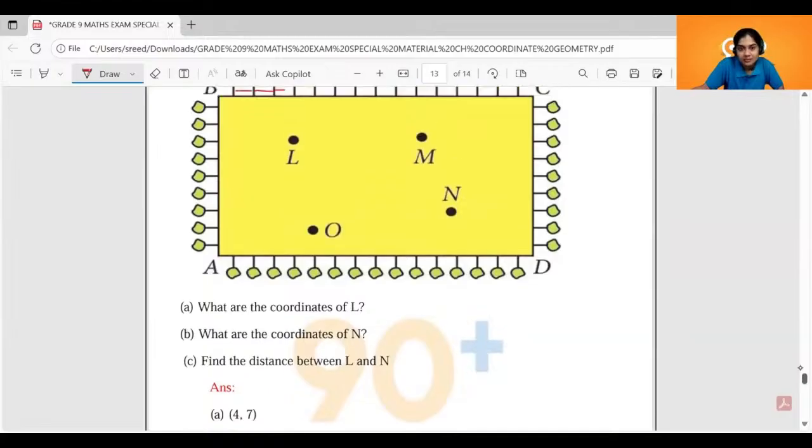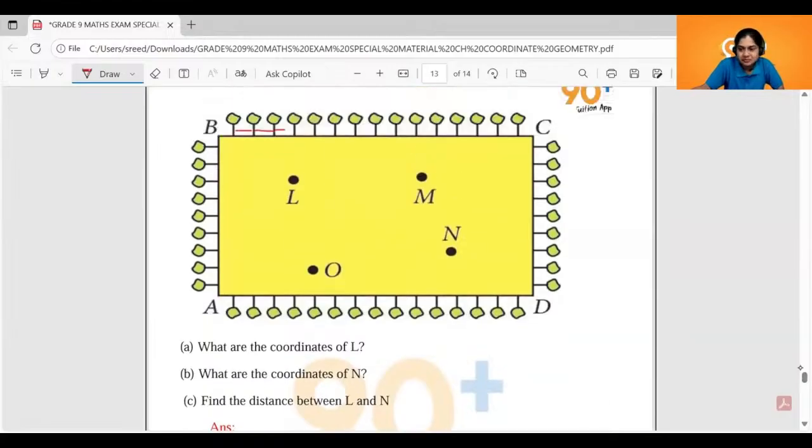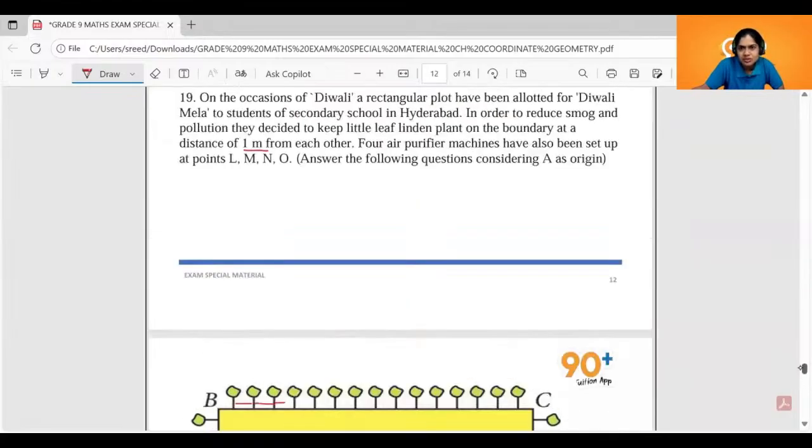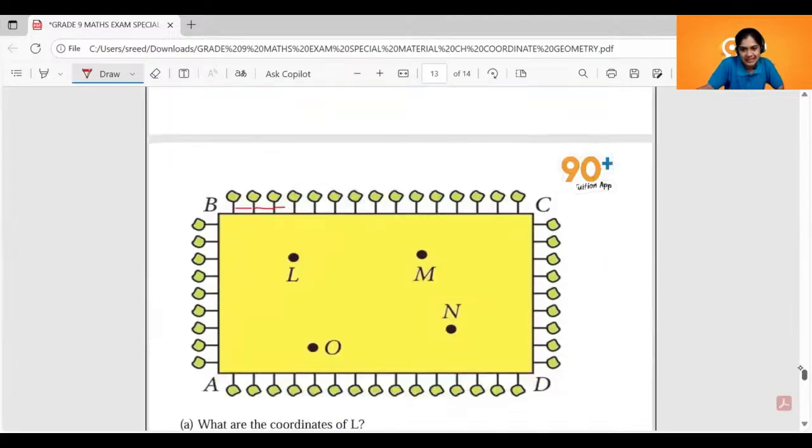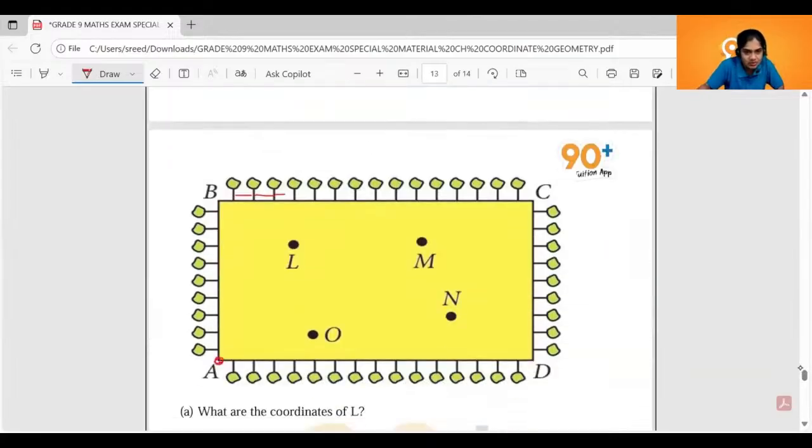What are the coordinates of L? Before that, which is the origin over here? Answer the following questions considering A as the origin. So you got to know that this is the origin. What is the coordinate pair, the ordered pair of point A? It's 0, 0, right? Correct. So this is the origin.